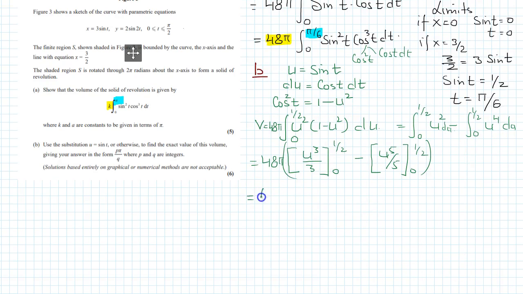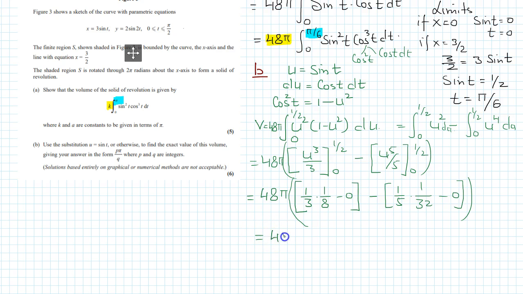So now this is equal to 48 pi times (1 over 3 multiplied by 1 over 8 minus 0) minus (1 over 5 times 1 over 32 minus 0). This 48 is multiplied by all.